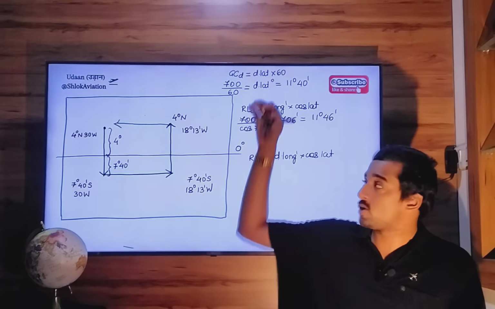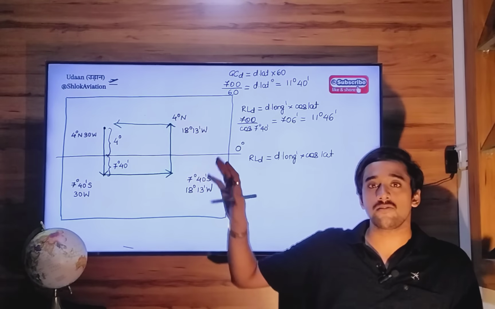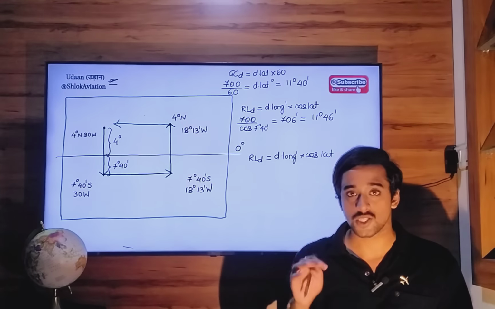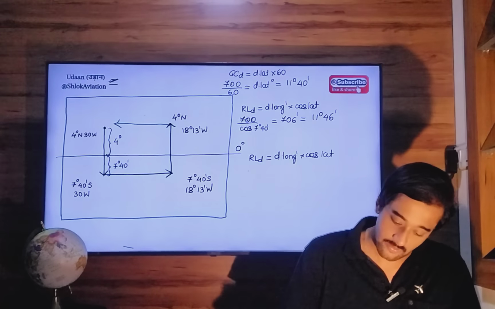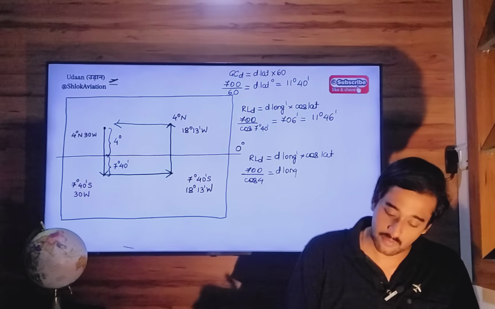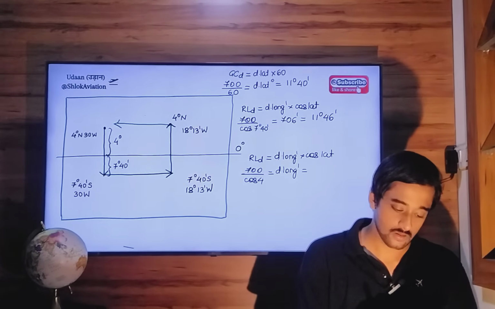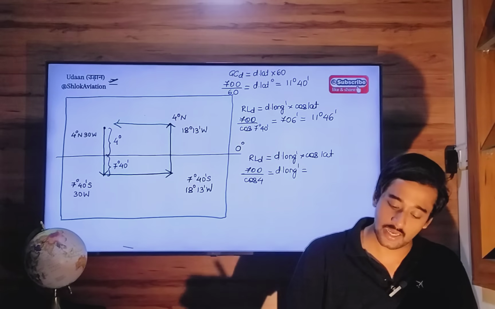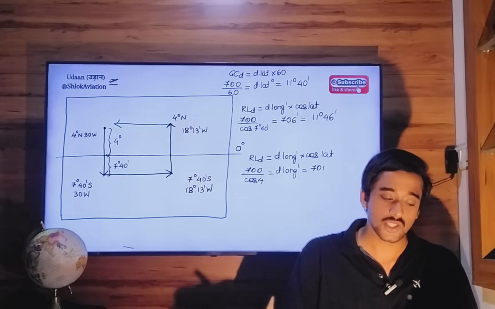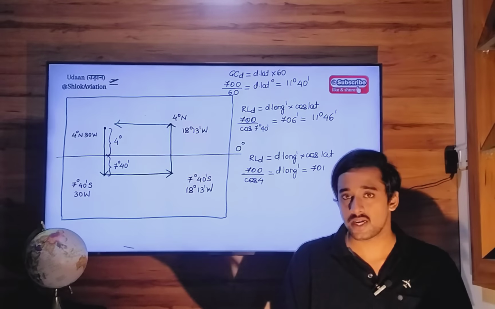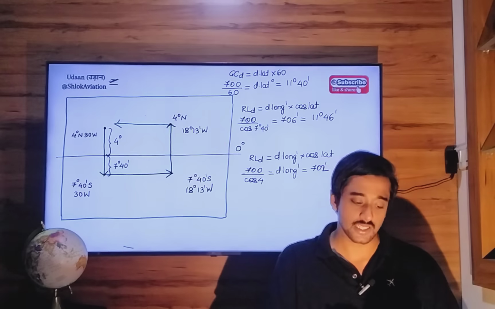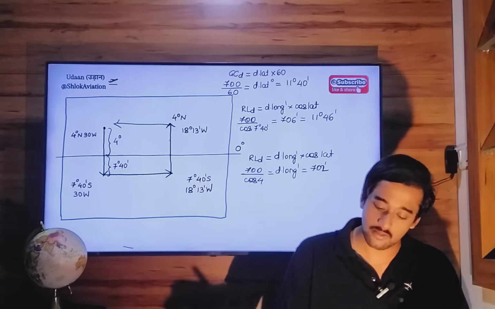But for great circle we did not repeat this formula. Why? For great circle we do not have the concept of convergence. We have the concept of convergence only between two longitudes, not between two latitudes. So 700 divided by cos of 4 equals d long in minutes. That is equal to 701 minutes 42 seconds, or approximately 702 minutes. Divide this by 60, you get 11 degree 41 minutes.